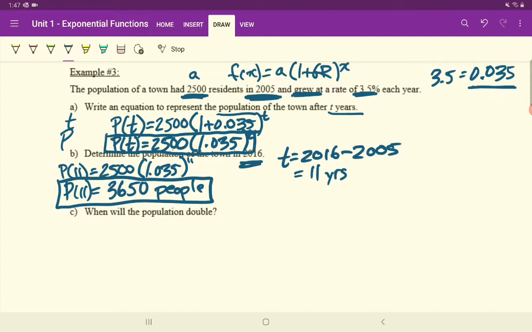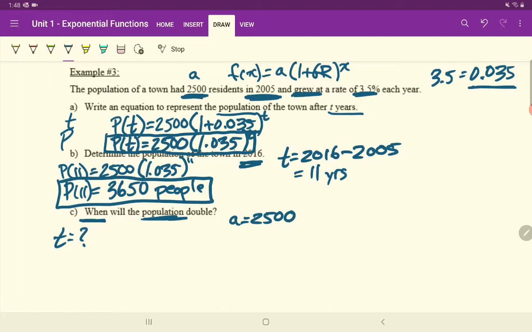Keep going. It says, when will the population double? Again, it's asking when. It's asking us to solve for t. When will it happen? After how many years? And the population initially, if the initial A value was 2,500, what's the doubled population that we are concerned with?